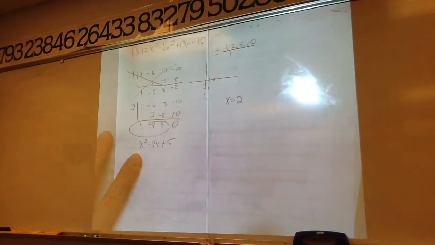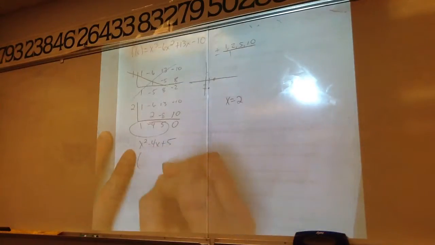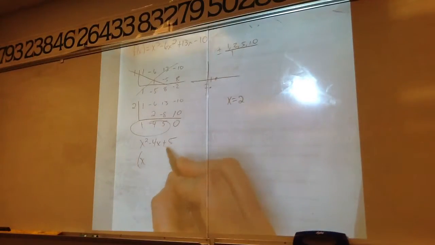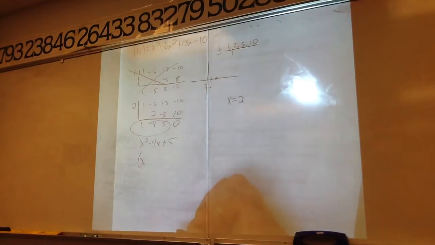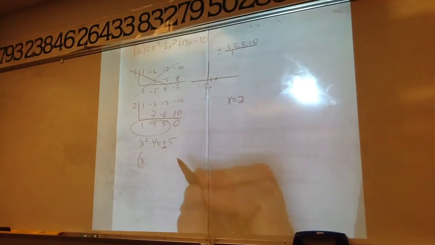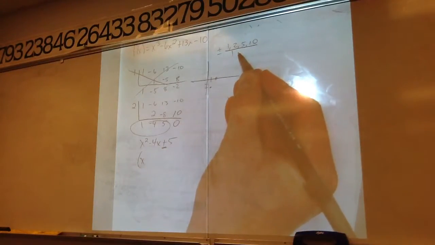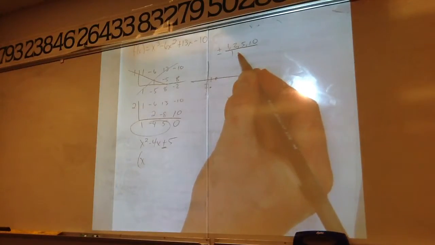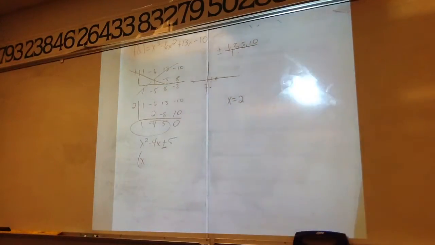How? Factoring. Factor that sucker. It looks factorable. x minus 5, x plus 1. That's negative 5 though. So you did it wrong. No, that's got to be factorable. I don't think it is, because they either have to both be positive or both negative to get a positive 5. But that has to be factorable because all of our possible roots are right there: 1, 2, 5, or 10. So it can't be anything else.